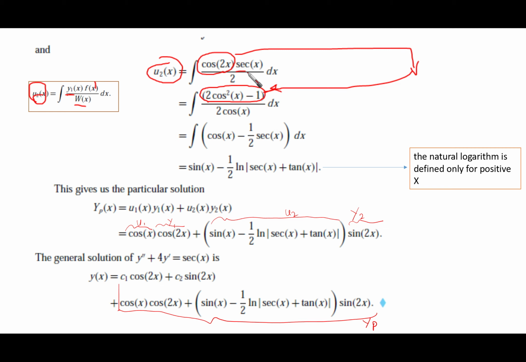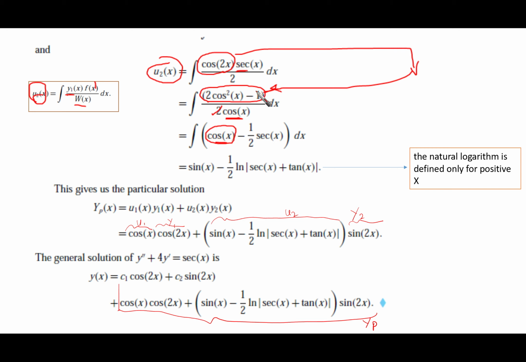And then this sec x means cosine x in the denominator, and we have the 2 here as it is. Then cosine squared over cosine, and 2 over 2, are going to be cancelled, and we are going to have cosine x in this term.